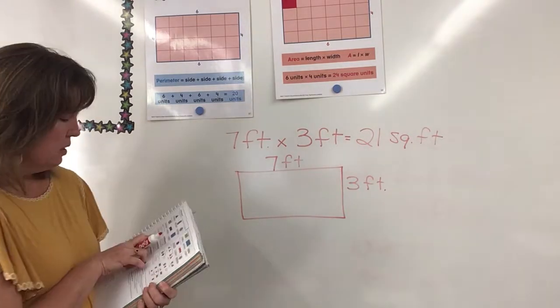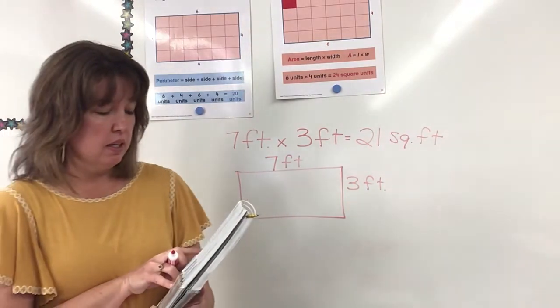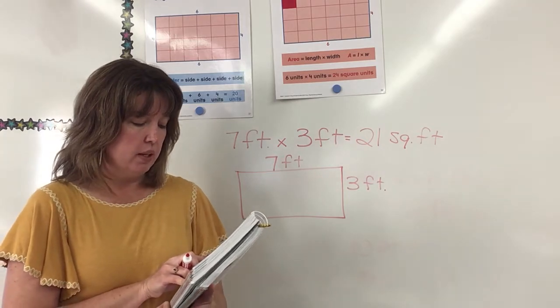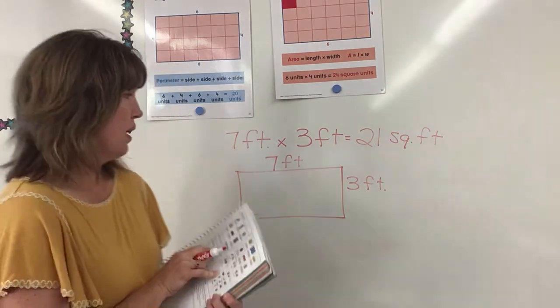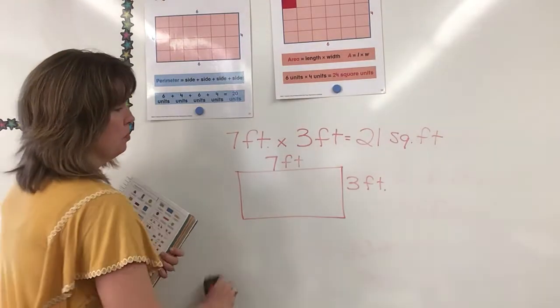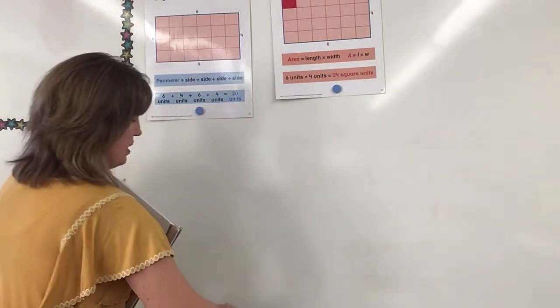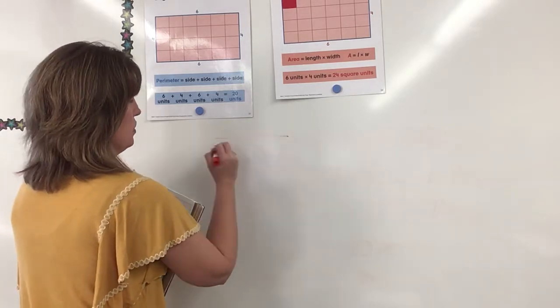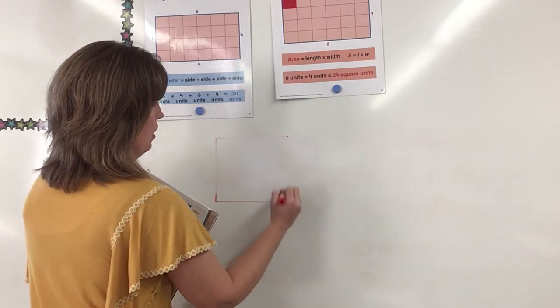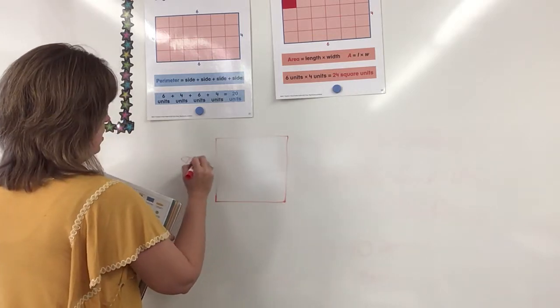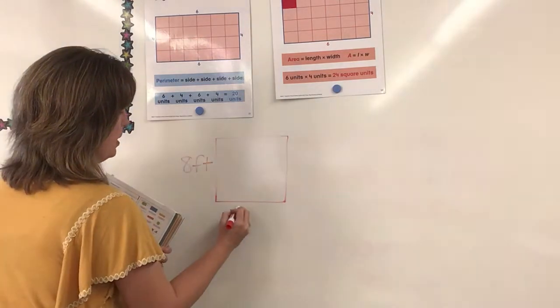If it helps, you can draw your picture before and then write your equation. Number 8. Trent needs to buy enough stain to cover a deck that measures 8 feet long and 8 feet wide. What is the area of the deck? So we'll draw our picture first. Okay, so the length and width is the same, so that would mean that we have a square. All right, so 8 feet wide, 8 feet long.